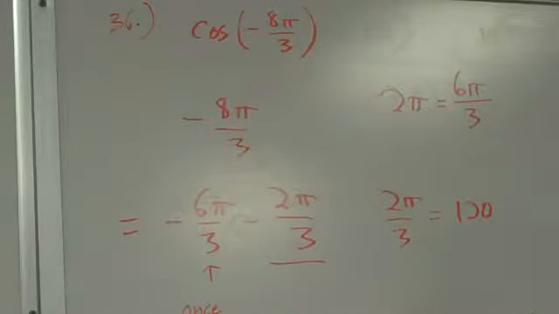Anyway, I'm sorry, negative cosine 60. Cosine of 60 degrees on the chart is 1/2, so the answer is negative 1/2. Okay?